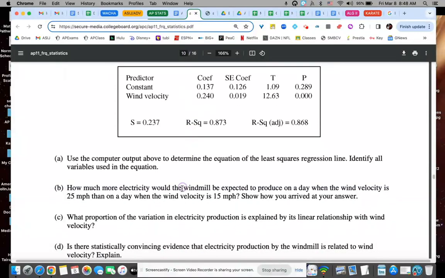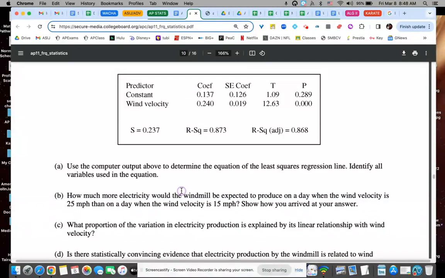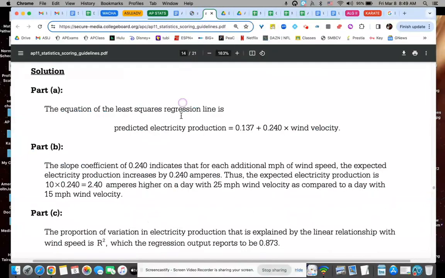All right, part C, what proportion of the variation? Okay, so as soon as they say proportion of variation, I know we're talking about r squared. That's the coefficient of determination. And you just have to explain that. So 87.3% of the variation in electrical production in amperes can be explained by, they almost tell you right here how to say it, can be explained by the relationship with the wind velocity. So yeah, I like how they almost tell you how to say it right there.